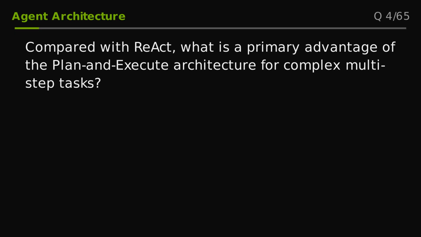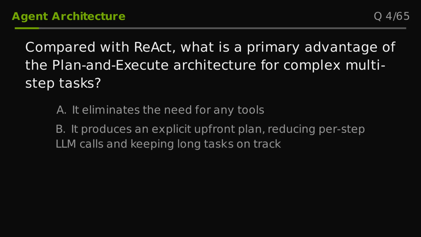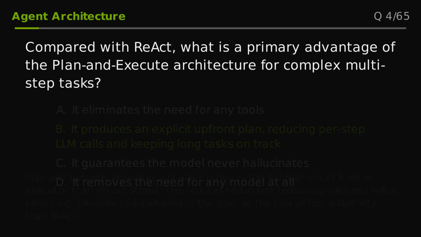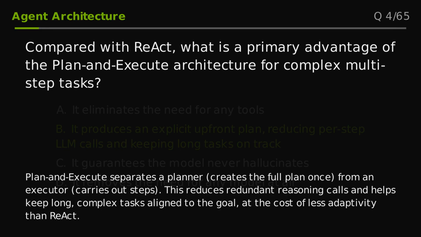Question 4. Compared with ReAct, what is a primary advantage of the plan-and-execute architecture for complex multi-step tasks? Option A: It eliminates the need for any tools. Option B: It produces an explicit upfront plan, reducing per-step calls and keeping long tasks on track. Option C: It guarantees the model never hallucinates. Option D: It removes the need for any model at all. The correct answer is B. Plan-and-execute separates a planner, which creates the full plan once, from an executor, which carries out steps. This reduces redundant reasoning calls and helps keep long, complex tasks aligned to the goal, at the cost of less adaptivity than ReAct.